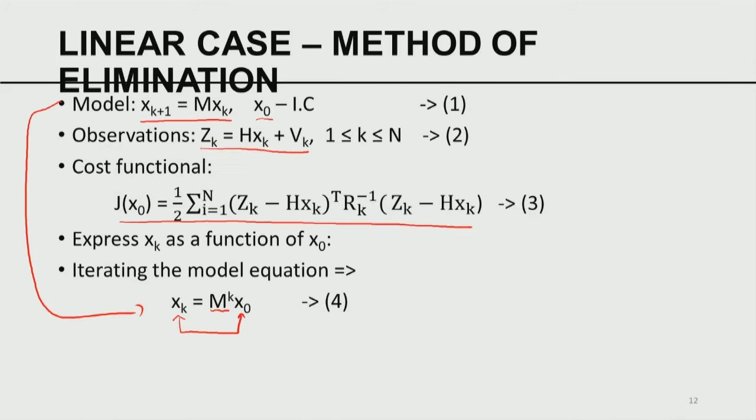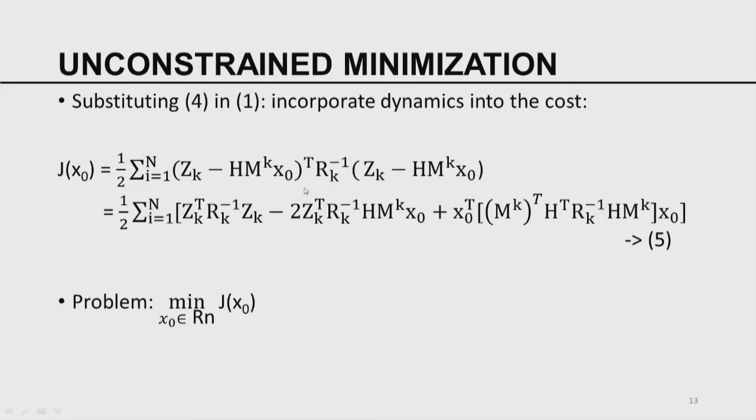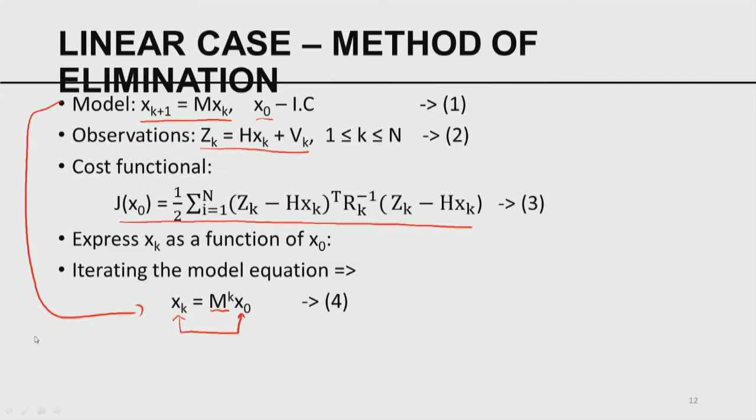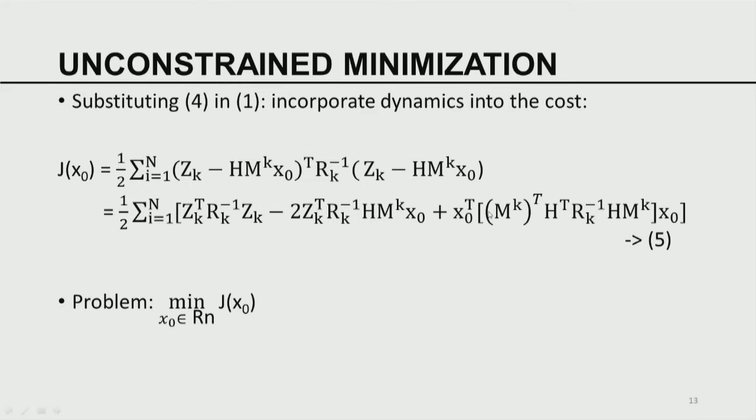So look at this now. This is x_k. The x_k's are needed here. x_k is given in here. So I am going to use this x_k in equation 3. Substituting x_k equals M to the power of k x_0 in the expression for 3, I get the following. This is H of M to the power of k x_0. So the right hand side is an explicit function of x_0. I can now multiply. This is a constant term. This is the linear term in x_0. This is the quadratic term in x_0.